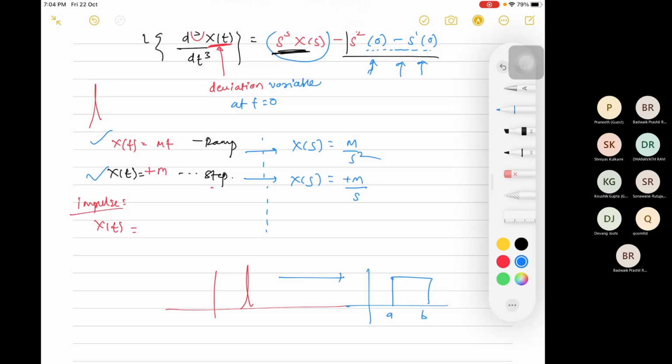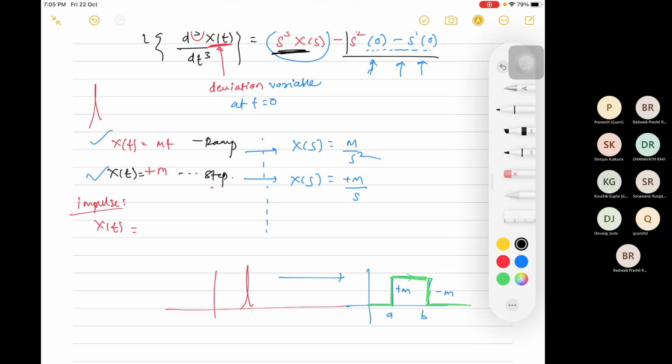So between a and b there is m. Otherwise it is 0. You can see here it is 0, here it is plus m, constant up to b, then again minus m, and it is 0. So this is what your response is.